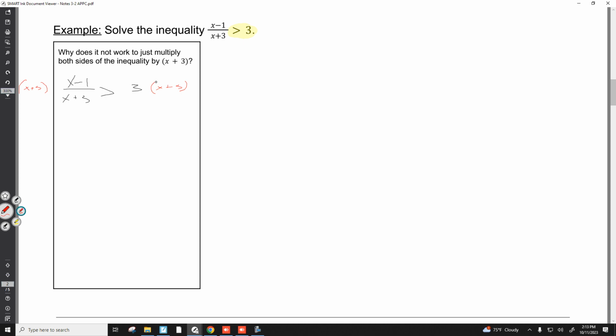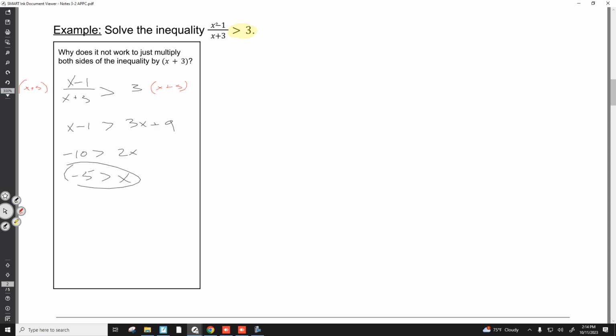Go ahead, write this down. Let's go ahead and do it. I get x minus 1 is greater than 3x plus 9. All right, go ahead and solve that inequality for me, and let's see what happens. I got 2x is less than negative 10. I get x is less than negative 5. You guys get that? Cool. Looks like that's the answer.